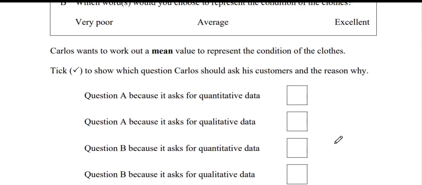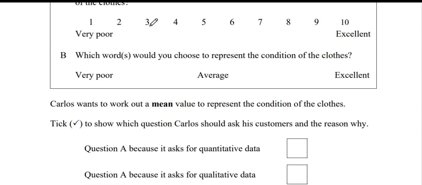Now, when you are trying to solve for the mean, you cannot use very poor, average, or excellent as an answer to work out the mean. When you have numbers given to you as a response from the customers, it can help you work out the mean depending on the number of customers that you ask that particular question. So for this question, the right answer to choose is question A, and it's quantitative data.